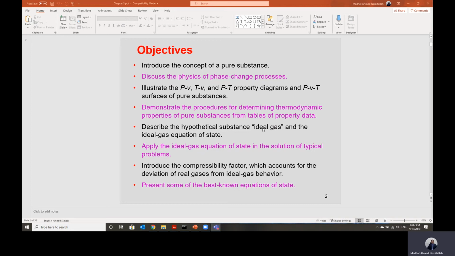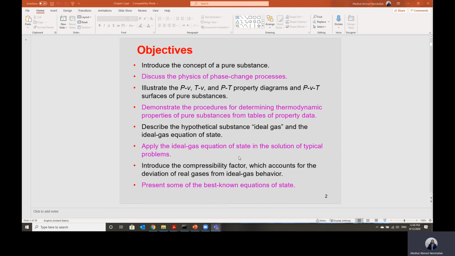Ideal gas is a state of the gas. We can consider any gas as an ideal gas under very low pressure and high temperature, or very low density. And in this case, we can properly apply the ideal gas equation of state. I think you have an idea about it: PV is equal to mRT. So if we have pressure and volume, then we can calculate the temperature using the ideal gas equation of state.